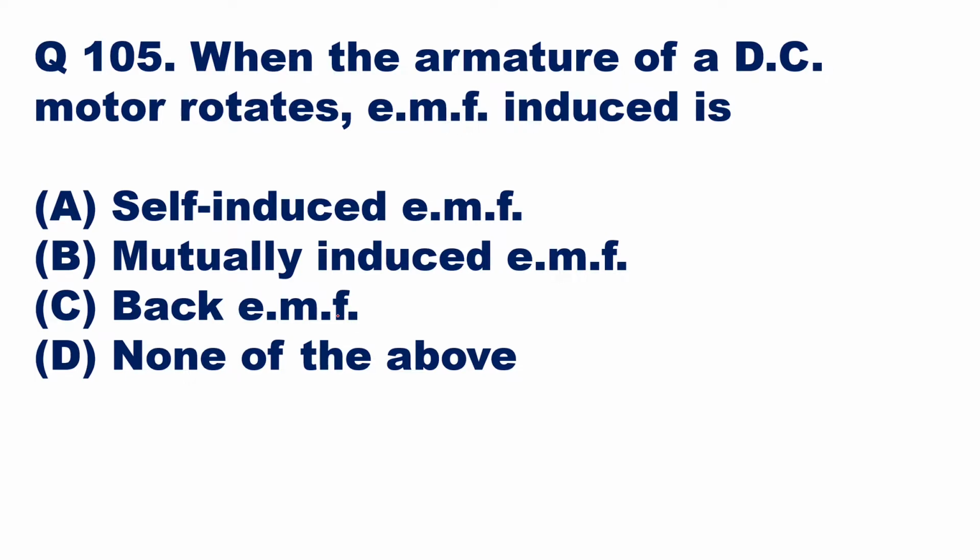Back EMF is also called counter EMF. Clear? It is an EMF induced in the winding because of the applied voltage, and that EMF opposes the applied voltage. That is called back EMF, also called counter EMF. So here option C, back EMF, is the correct answer. When the armature of a DC motor rotates, the EMF induced is back EMF, because back EMF is produced by a turning armature, which always opposes the applied voltage.